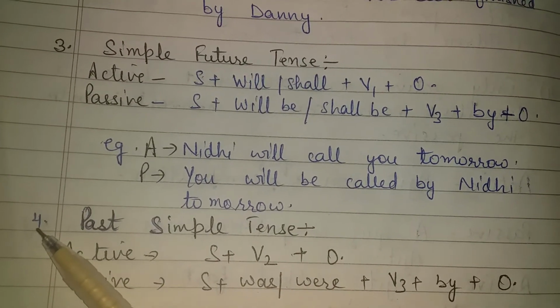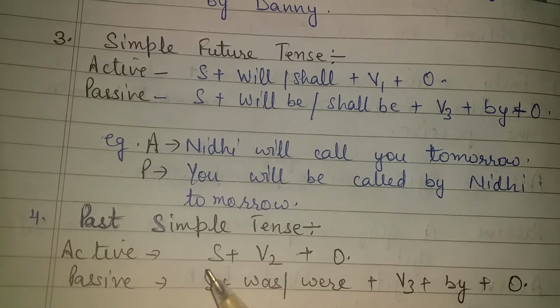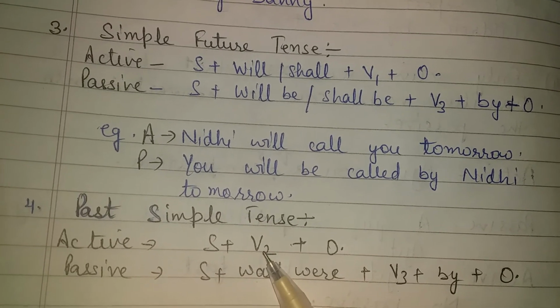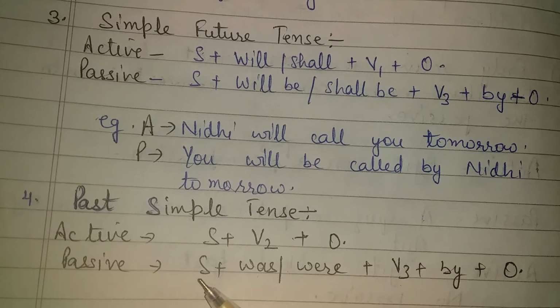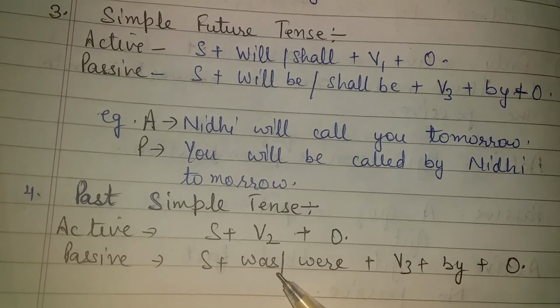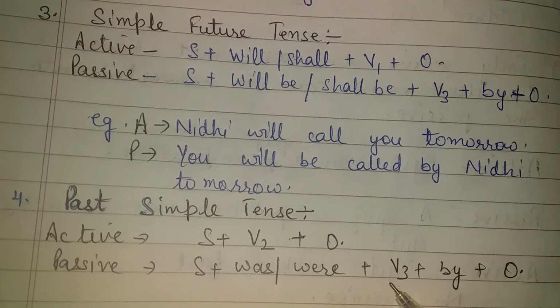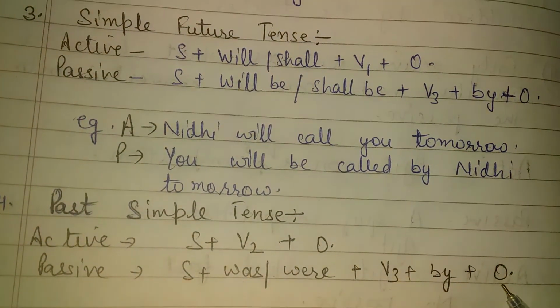Now fourth part, past simple tense. In an active sentence, first there is the subject, then the second form of verb and the object. Now the object becomes the subject in the passive form and it is followed by the auxiliary verb was and were plus the third form of verb plus by and then the object.